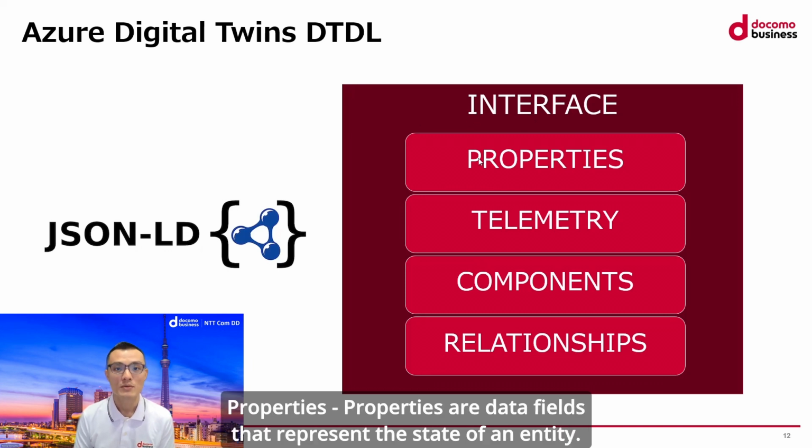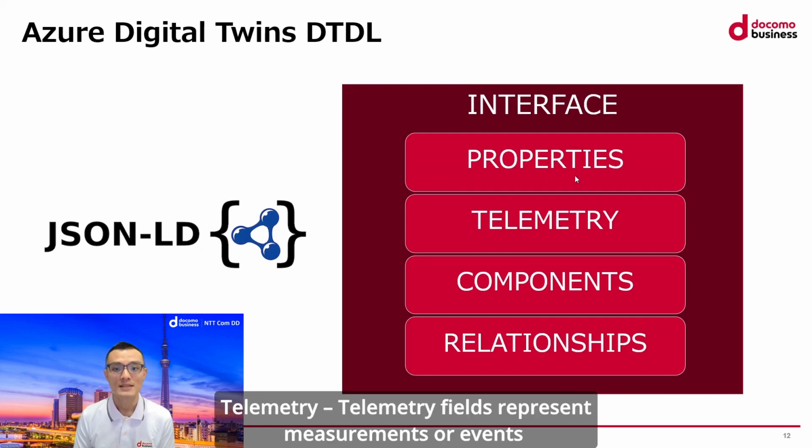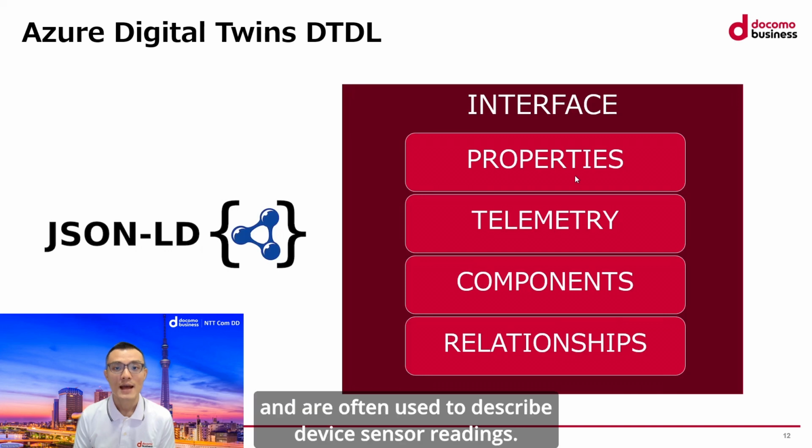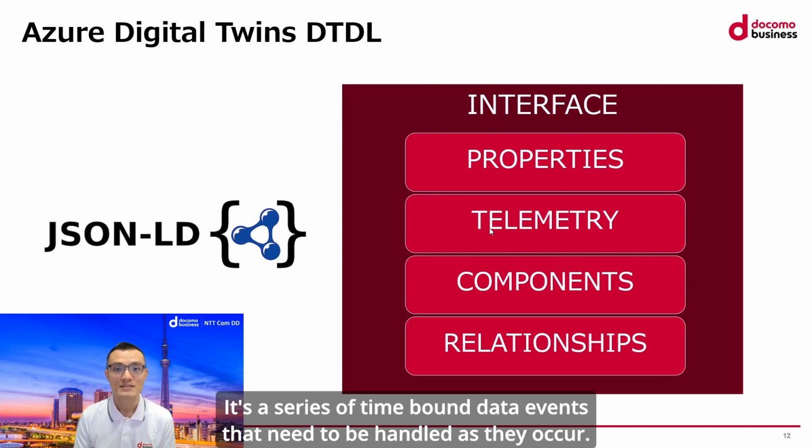Properties. Properties are data fields that represent the state of an entity. Properties have backing storage and can be read at any time. Telemetry. Telemetry fields represent measurements or events and are often used to describe device sensor readings. Unlike properties, telemetry is not stored on a digital twin. It's a series of time-bound data events that need to be handled as they occur.